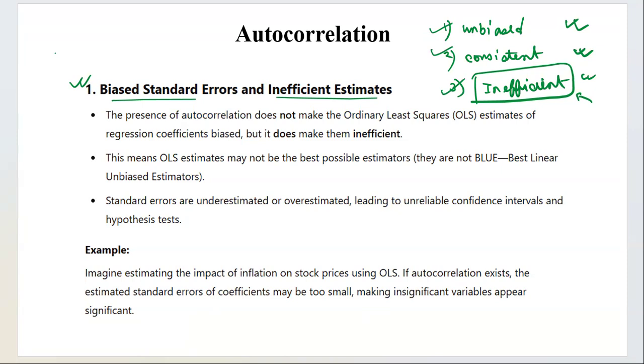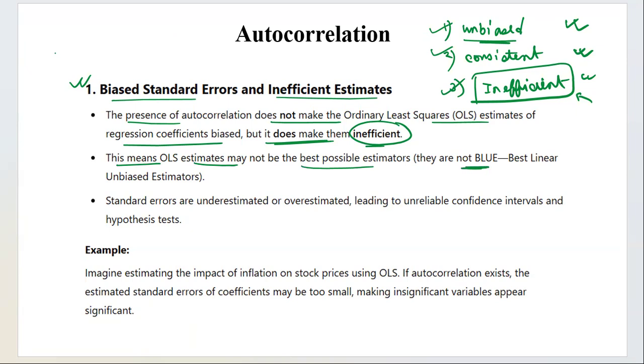If the estimators are inefficient, it means the variance is inflated. The variance is not what it should be, right? The variance is not minimum. In any regression model, we want the variance to be minimum, but it is not so here. So the estimators will be inefficient. See here, the presence of autocorrelation does not make the OLS estimators biased. So the unbiasedness property will hold. We will derive this in the next video. But it does make them inefficient. And this means that the OLS estimates may not be the best possible estimates, that is, they will not be BLUE.